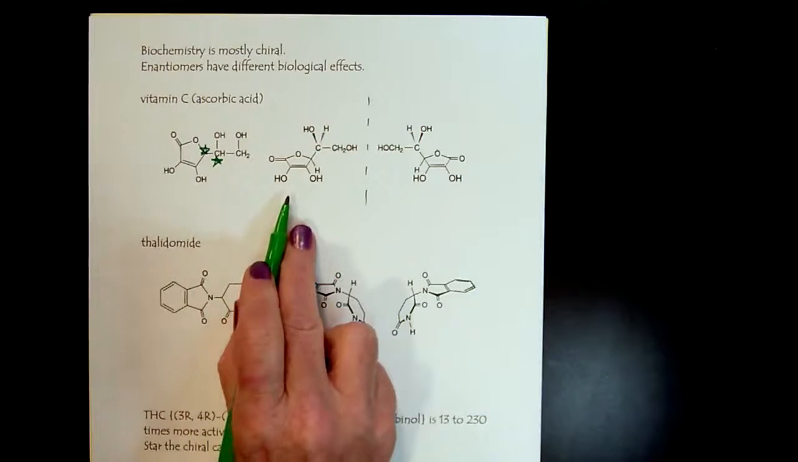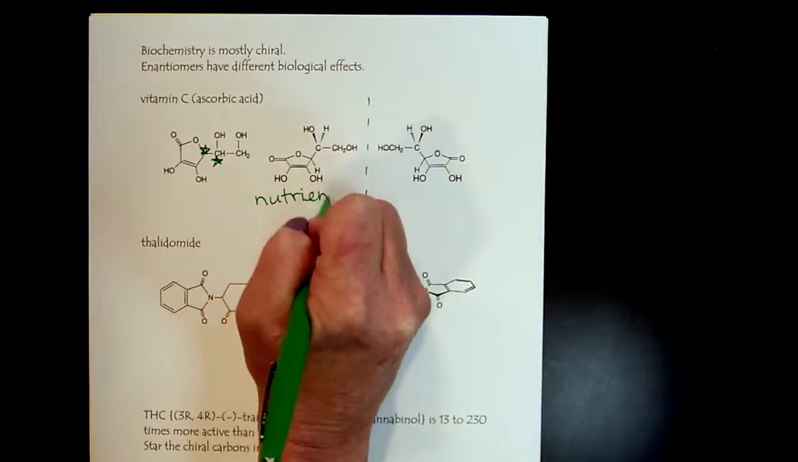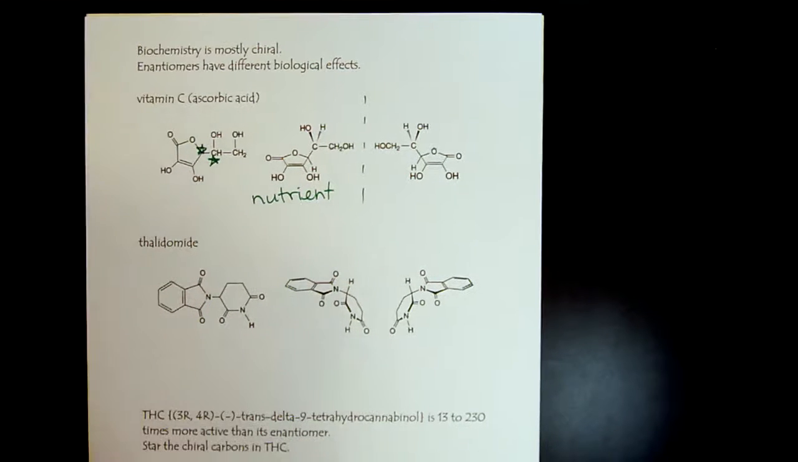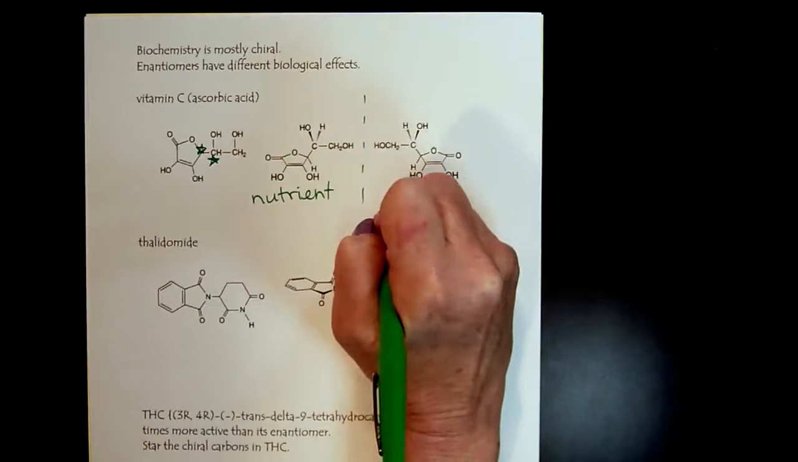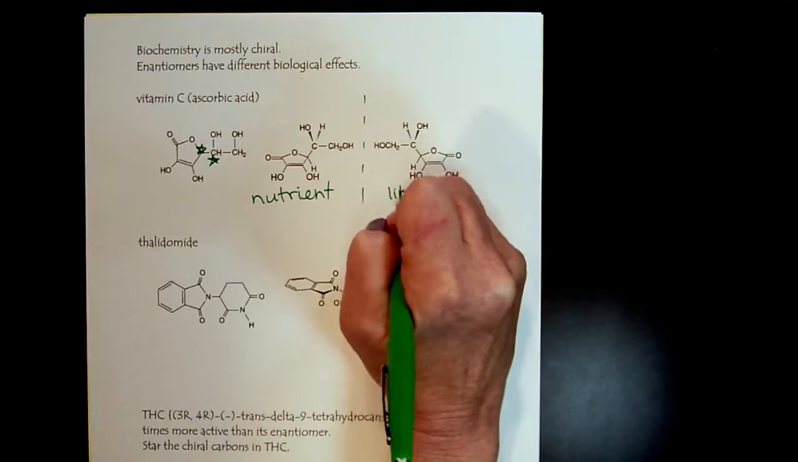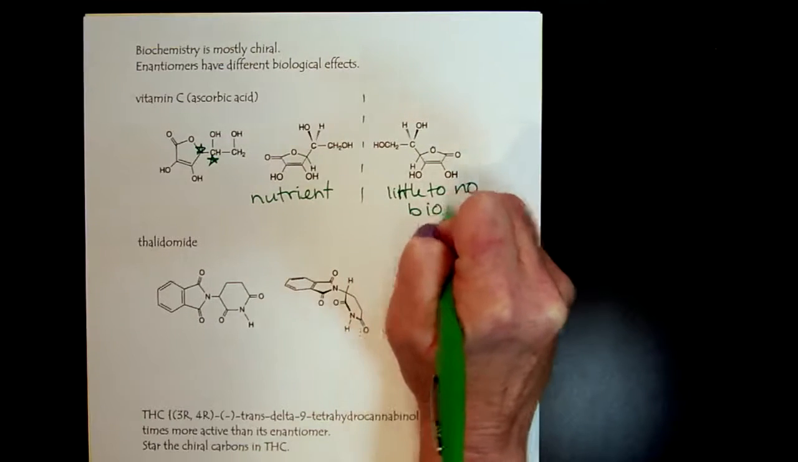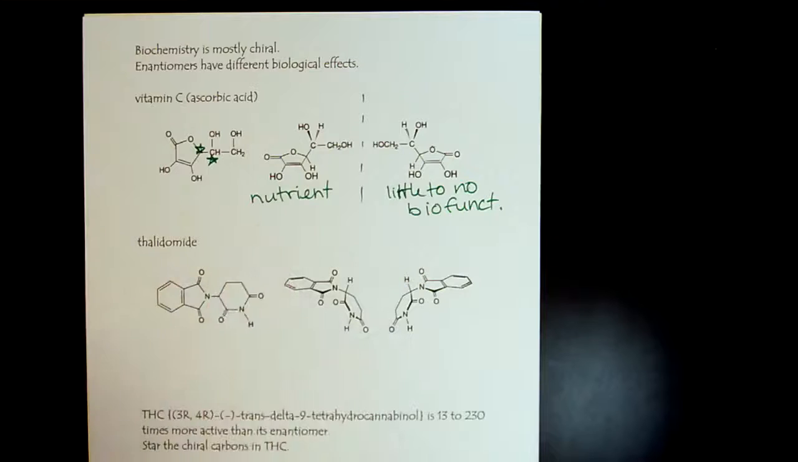So this is the vitamin C that's a nutrient, right? When people aren't feeling well, they'll say, oh, I should take a little bit of vitamin C, help me feel better. It's a good antioxidant, right? The enantiomer has little to no biofunction. Okay, so only one enantiomer really supports our nutrition. The other one is just along for the ride.